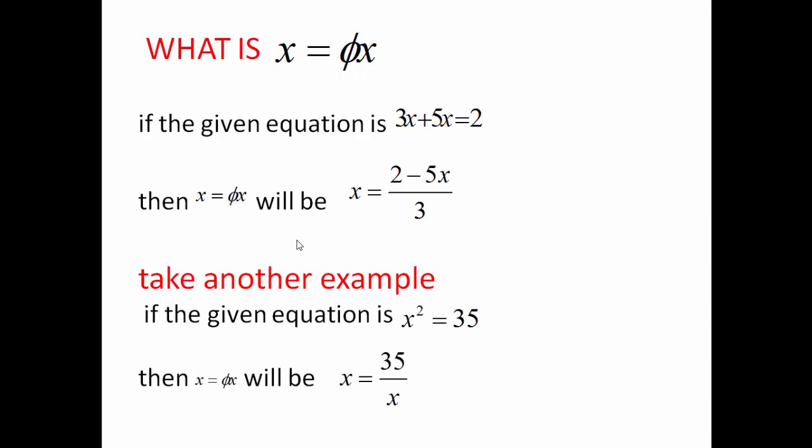Take another example. If the given equation is x square equals 35, then x equals phi x will be x equals 35 upon x. That means 1x on one side, and all the other things on the other side.